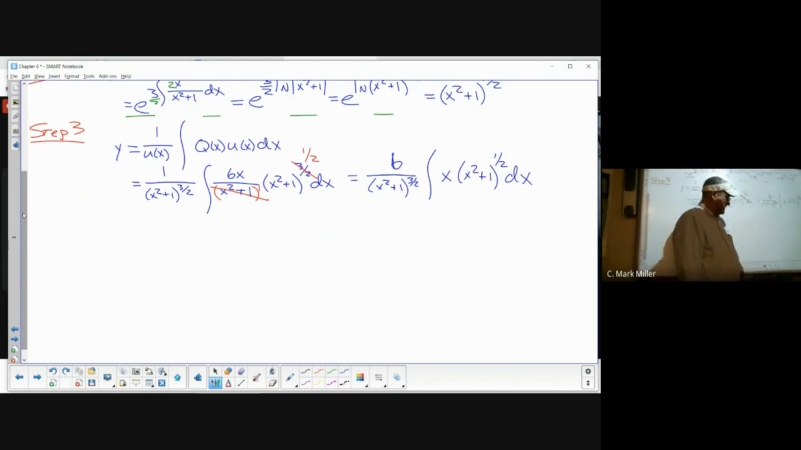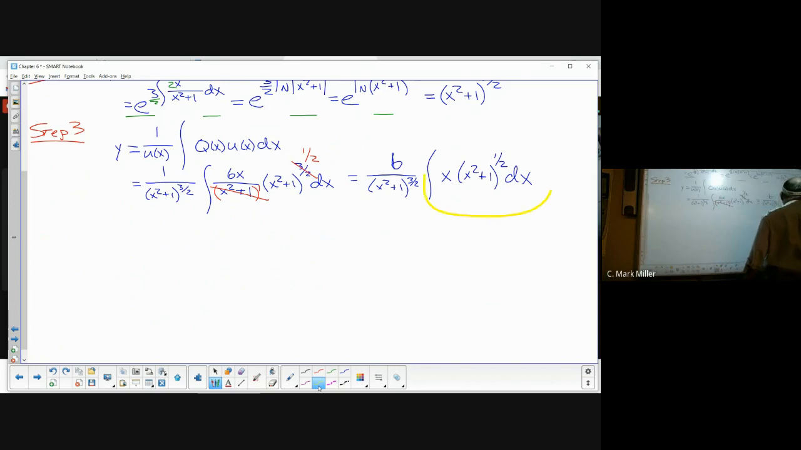Pop quiz. What is this integral? It's in a basic form. It does not take too much manipulation. I'll give you 30 seconds to see what you come up with. I'll give you a hint. You should be thinking U substitution, if that means anything to you.